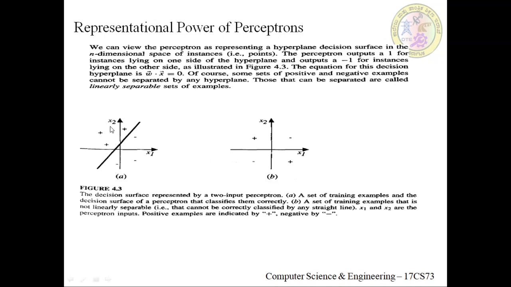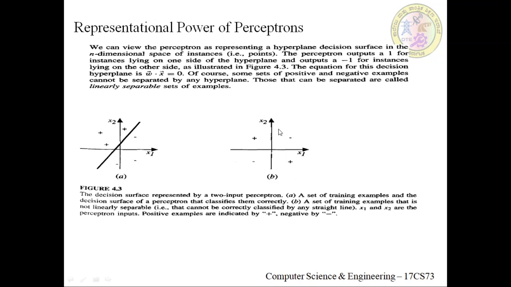Okay, the points lying on the other side are classified as positive, and those lying below it are classified as negative. So the equation for this hyperplane is w vector times x vector equals 0. Of course, there are some sets of positive and negative examples which cannot be separated by a hyperplane.